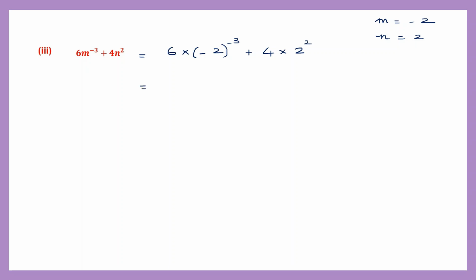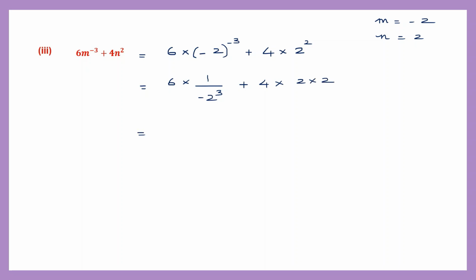So now we have to expand and simplify all this. So this will be 6 into, now minus 2 raised to the power of minus 3. Remember, when this is a negative power, we can put the base down and change the negative power to a positive power. So this becomes 1 by minus 2 to the power of 3. Then what do we have? We have 4 into 2 to the power of 2, that is 2 into 2.